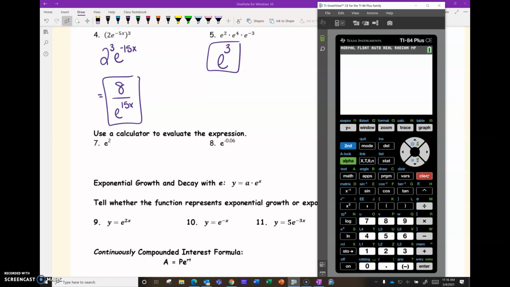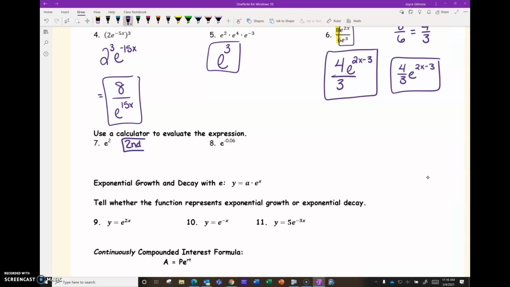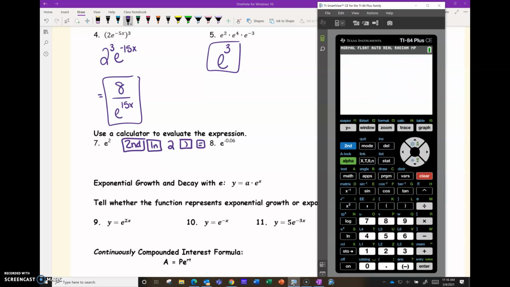So to enter e squared in your calculator, you're going to punch in second, and then your LN button, and then 2, close your parentheses, and then push equals. So e squared, e to the second, is 7.389.